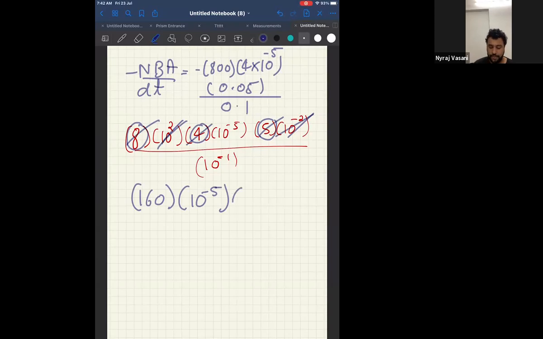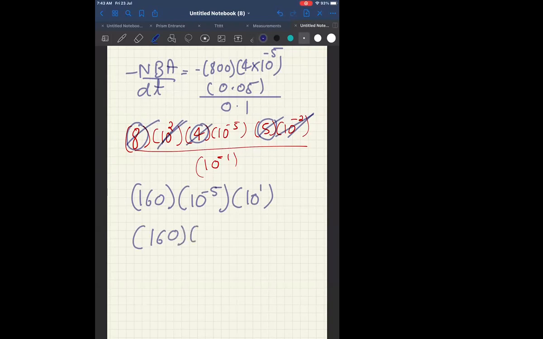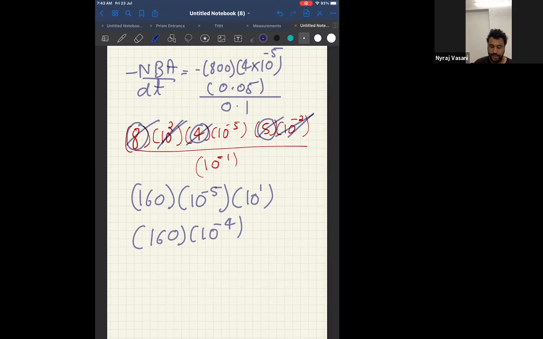Divided by 10 power minus 1. If I take 10 power minus 1 to the numerator, it becomes 10 power plus 1. Therefore, can I say it will become 160 into 10 power minus 4? Now, can I say 160 into 10 power minus 4 is 16 into 10 power minus 3? Because 10 goes with minus 4.